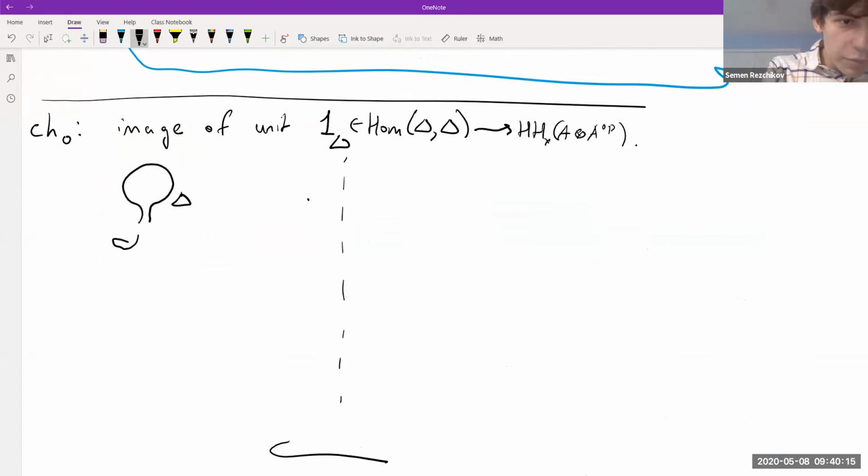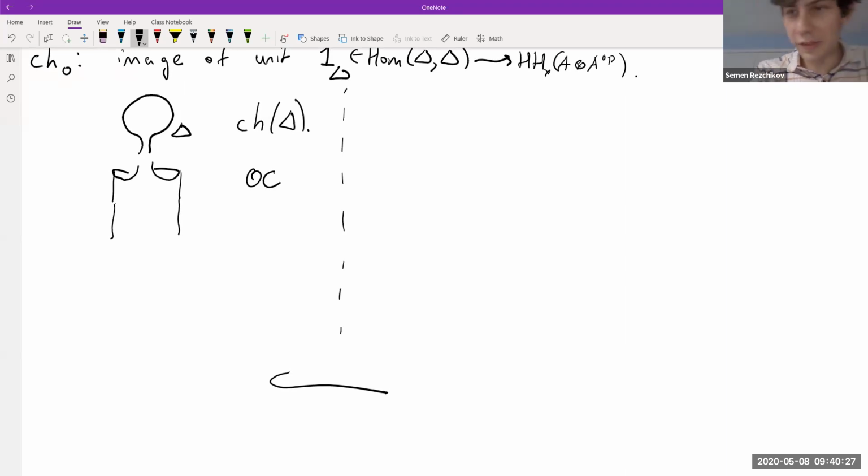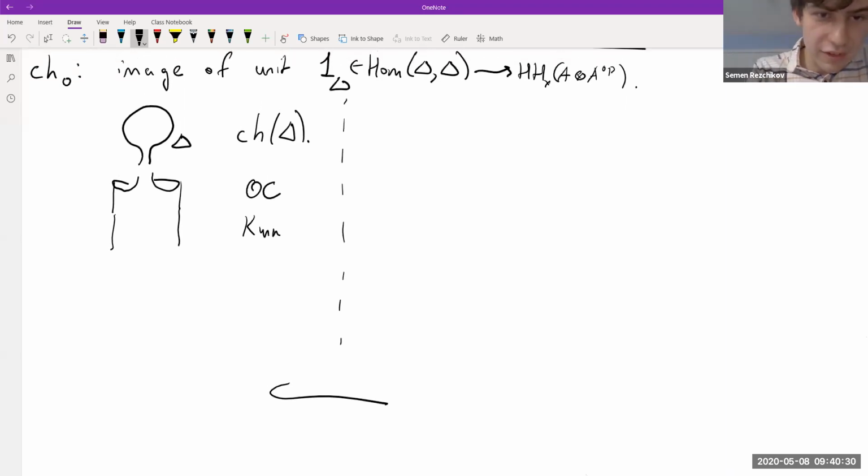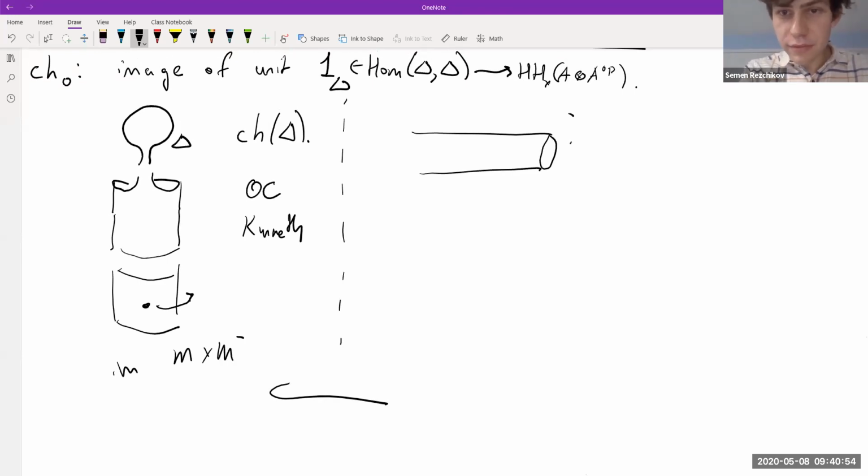Then you need to apply an open-closed map. So this is the open-closed map. Then you need to maybe apply some kind of Künneth map, which might be trivial depending on your model of symplectic homology. And then you need to apply one tensor, this Connes operator. So I'm going to denote that by a little dot going around. But of course, this is a picture in M cross M minus. That maps to that. Okay, so we can glue. Let's just glue the top part first. So if you just glue the top part, you get a moduli space that looks like this. Okay, and this maps to M cross M minus.